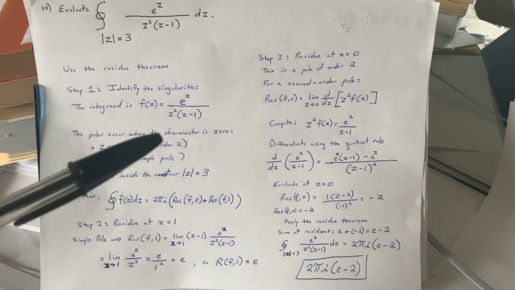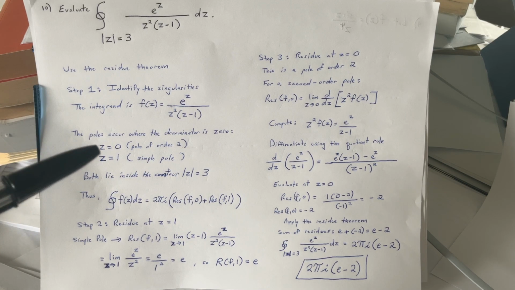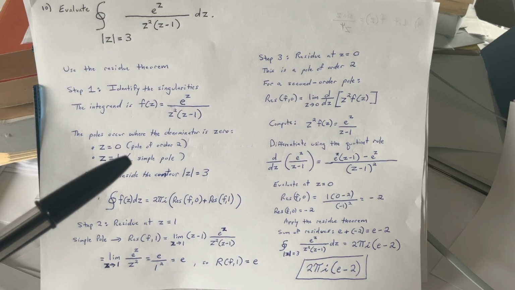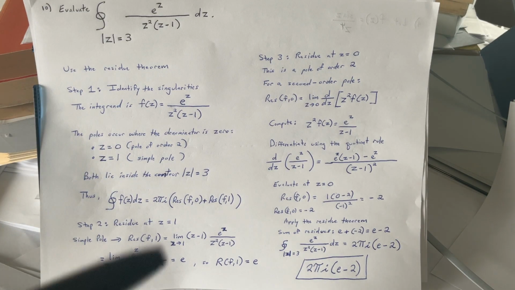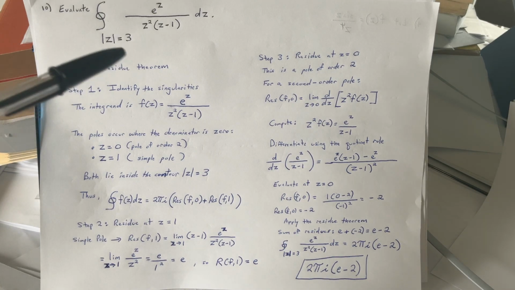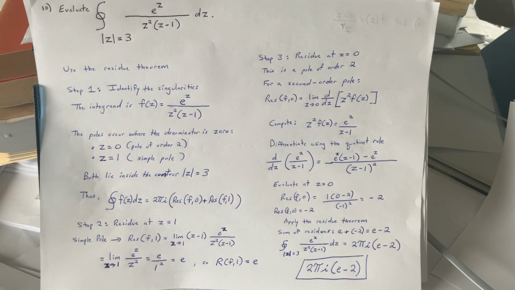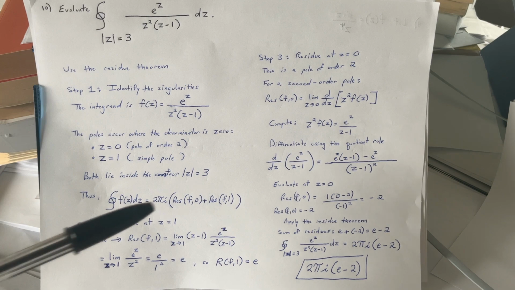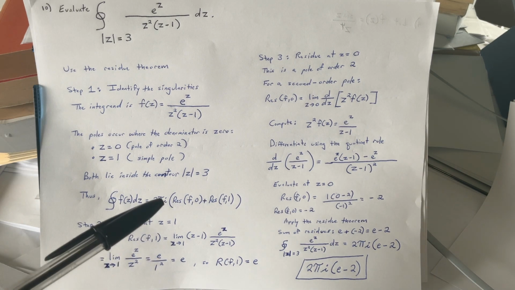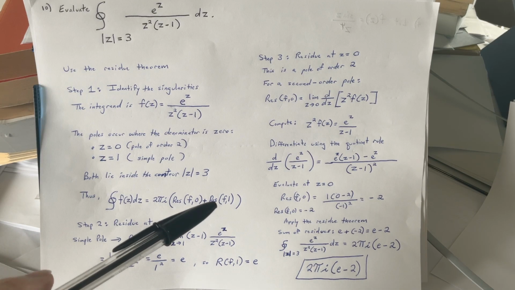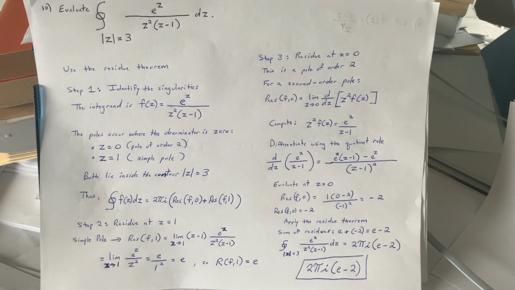So we can see that the poles occur where the denominator is 0. z equals 0 happens twice, so it's a pole of order 2. z equals 1 is a simple pole, happening once. Both lie inside the contour, modulus z equals 3. So the integral of f of z dz equals 2 pi i times the residue of f at 0 plus the residue of f at 1.